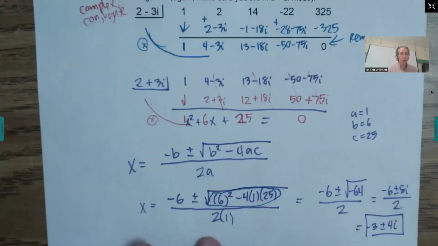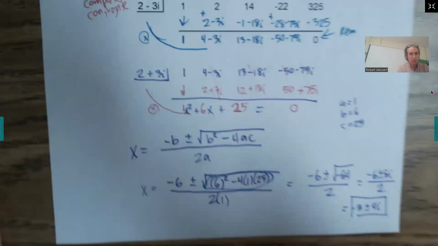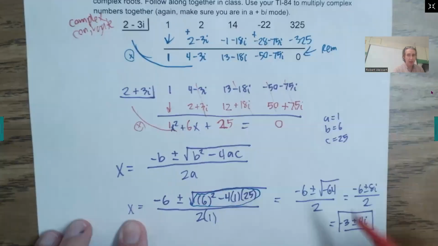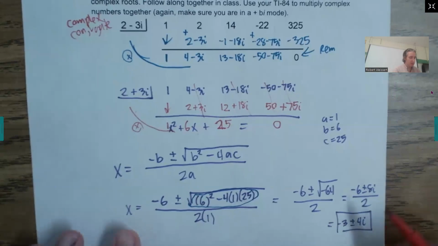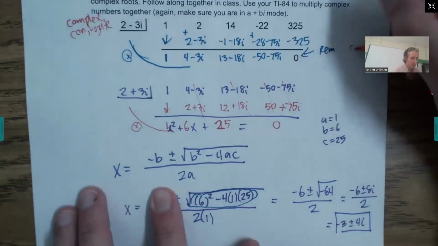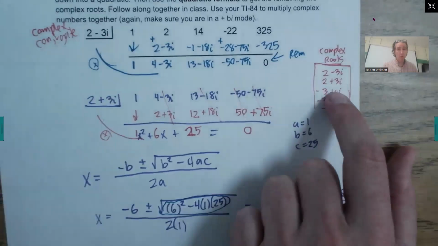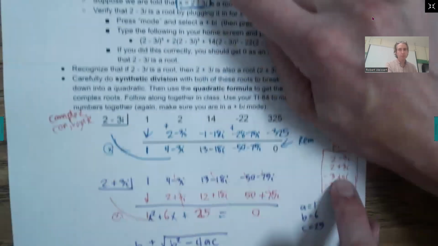So you have 4 roots in this problem. And those 4 roots are going to be 2 minus 3i, 2 plus 3i, negative 3 plus 4i, and negative 3 minus 4i. Let me list them all out here. So these are your complex roots. Four roots, 4th degree. We're good to go.